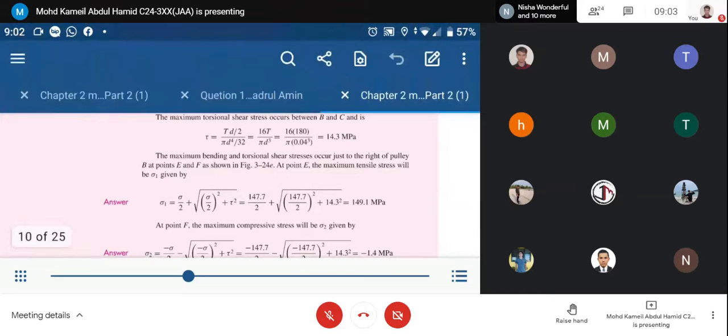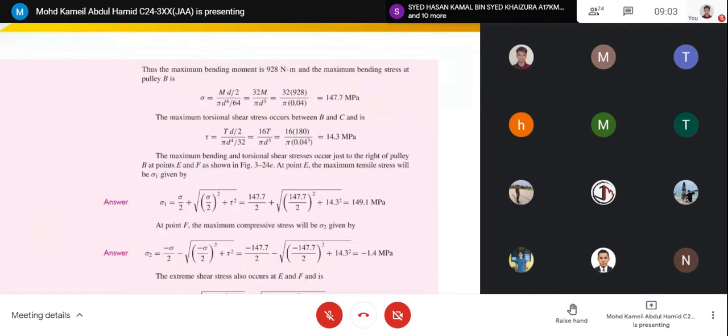The maximum bending and torsional shear stress occur just to the right of pulley B at points E and F, as shown in the figure. At point E, the maximum tensile stress will be sigma 1, given by the combined shear. The maximum bending and torsional shear stress occur just to the right of pulley B, at point E.